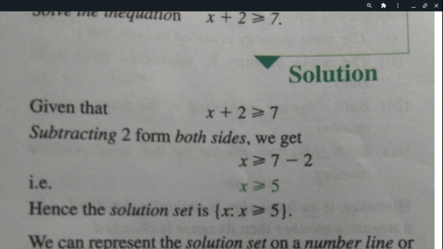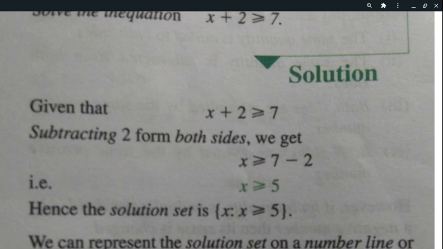So the bracket actually means the set of all x, right? So the bracket means the set of all, and then whatever is inside, we read it. So now we say the set of all x such that x is greater than or equal to 5. That's how you read a solution set.